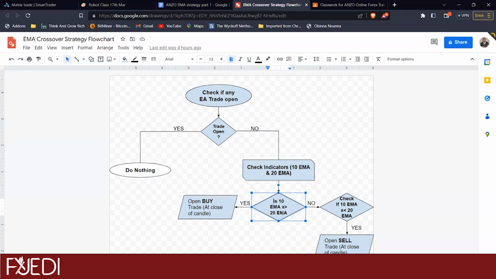If the answer is yes, it will look to buy; it will open a buy position at the close of that candle. If the answer is no, it will check: has the 10 period moving average crossed below the 20? If the answer then is yes, it will look to sell at the close of that candle.